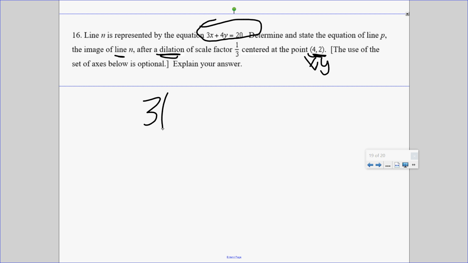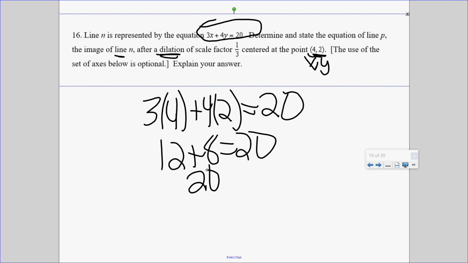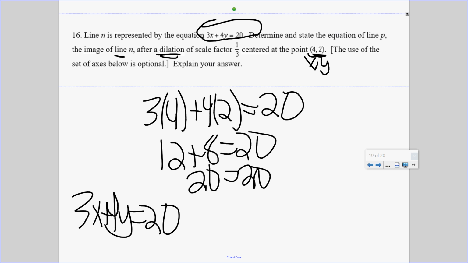So I'm going to replace the x with 4. I'm going to replace the y with 2. I don't have to get y by itself. You can get y by itself, but you don't have to. Yes, it's on the line. On the line. Same B, same M, same B. So what's the equation? What's the answer? The same line. You don't have to get y by itself even.